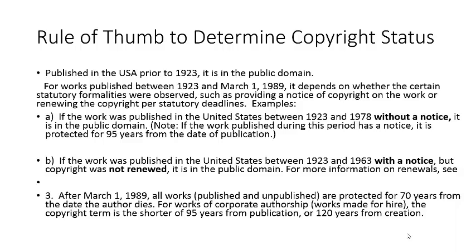If the work published during this period has a copyright notice, it is protected for 95 years from the date of publication. If the work was published in the U.S. between 1923 and 1963 with a notice, but copyright was not renewed, it is in the public domain. And we'll look at that a little later. I'll show you how to determine that.